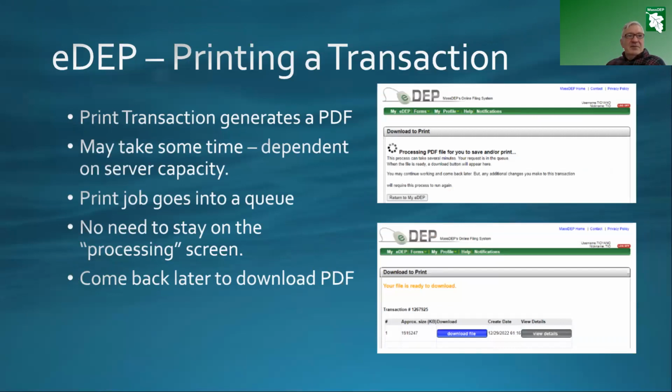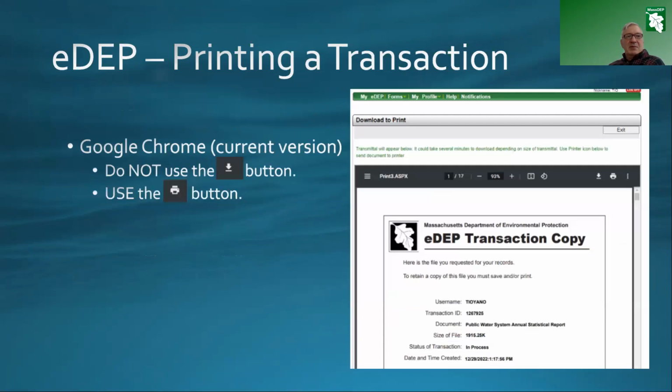You may see this download to print screen, and it may take a few minutes for the EDEP system to build your PDF report for you. You can return to My EDEP and come back to this transaction, or you can just wait. Once your PDF file has been built, it's collecting all the data and putting it into the PDF. You will see the screen down below, and if you click on the download file, it will open the PDF. Here's an example of the first page of the PDF. It shows the username, transaction, and the time that the file was created.